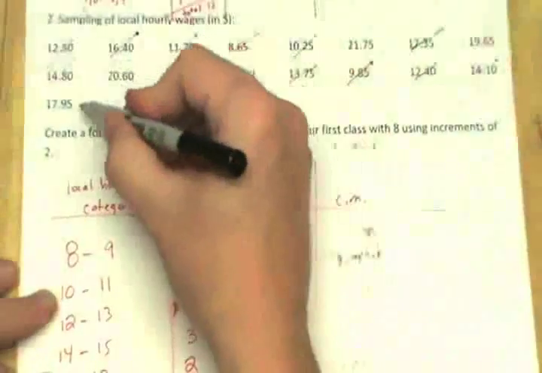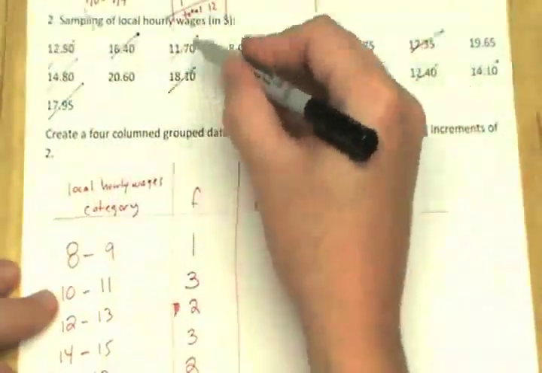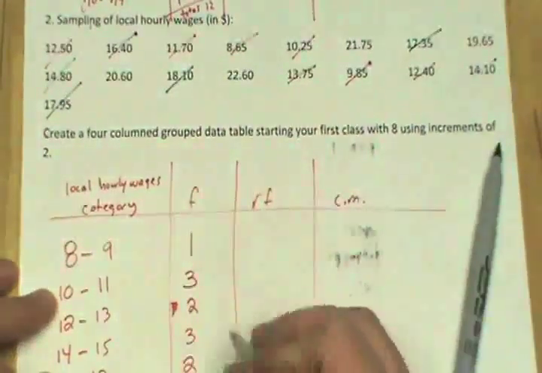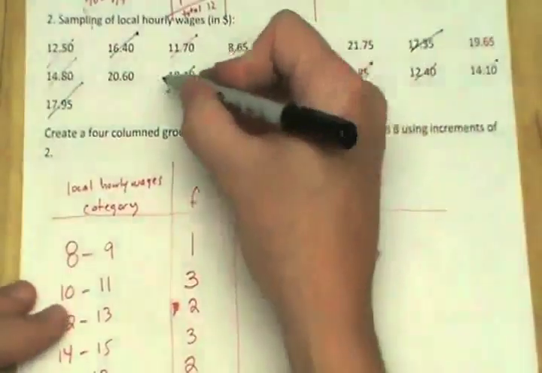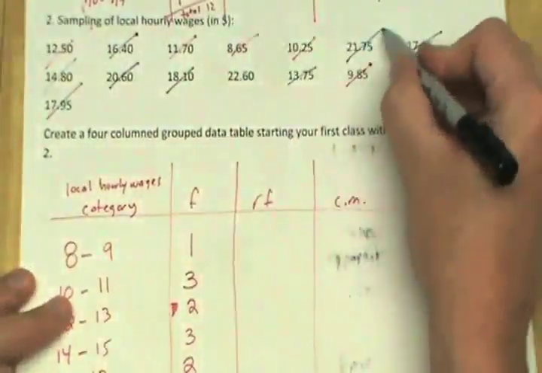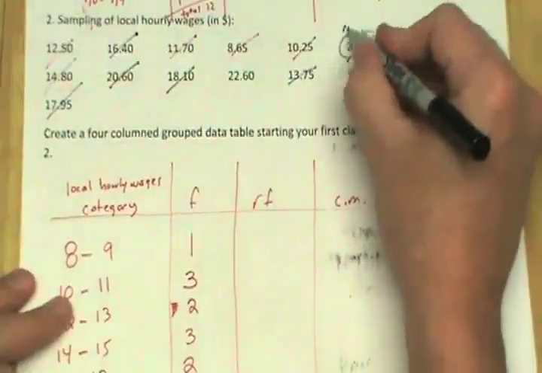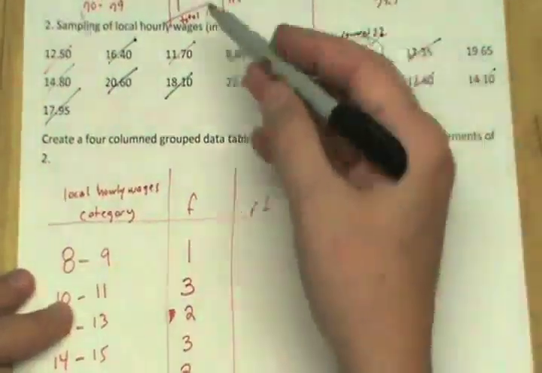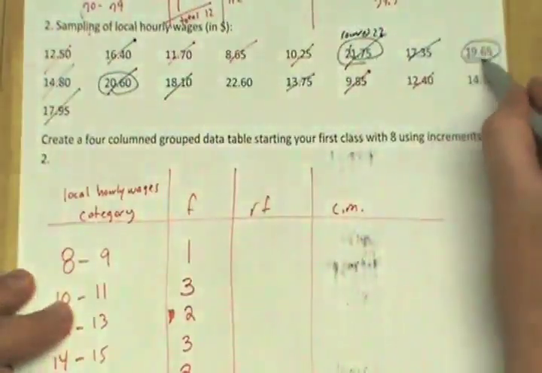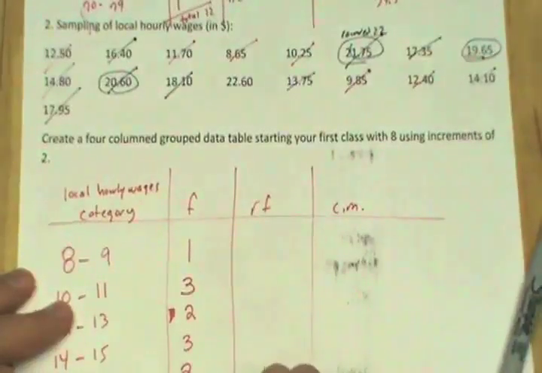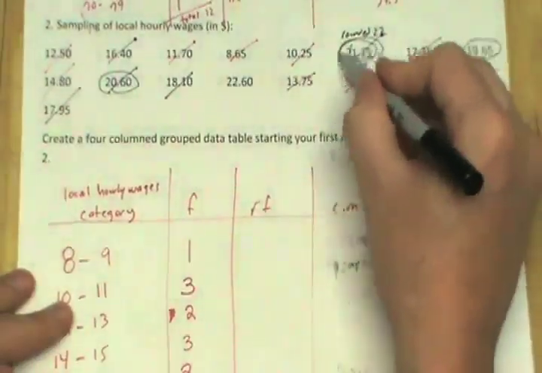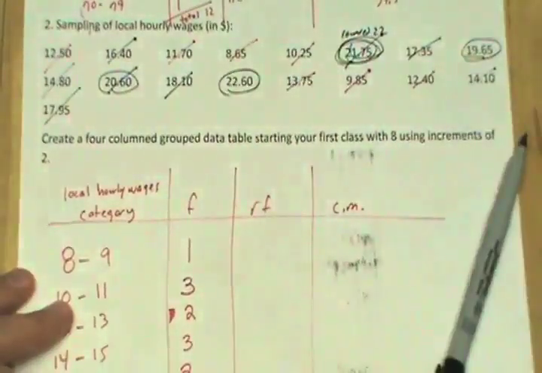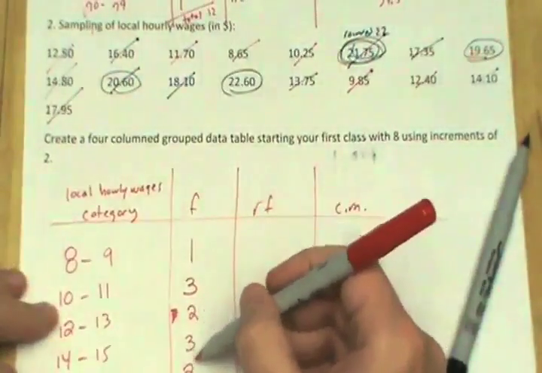How many things are 18 to 19? 1, 2, that gets rounded. How many things are 20 to 21? 2175 would get rounded to 22. So 20 to 21, we had 1. We're looking at 2. And then finally 22 to 23, the 2175 is 1, the 2260 is 2. So we're looking at a 1, 3, 2, 3, 2, 2, 2, 2.